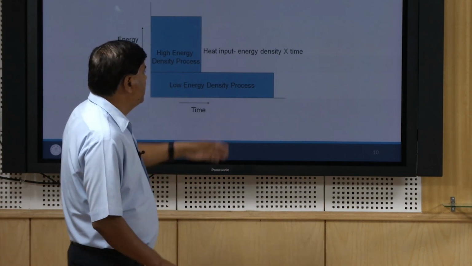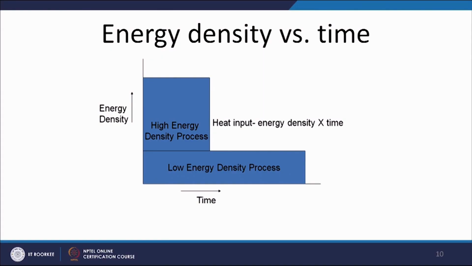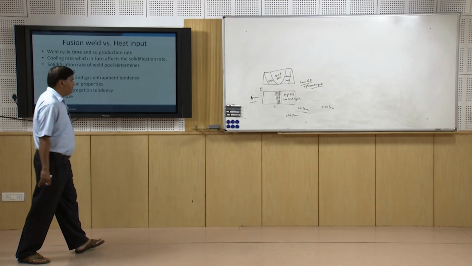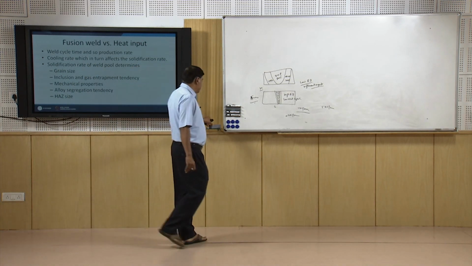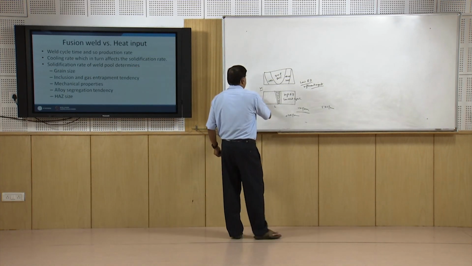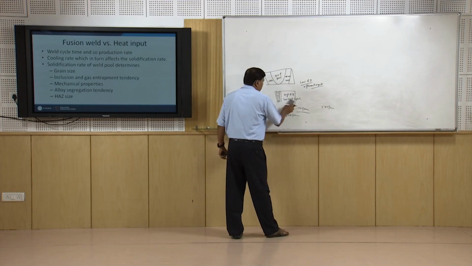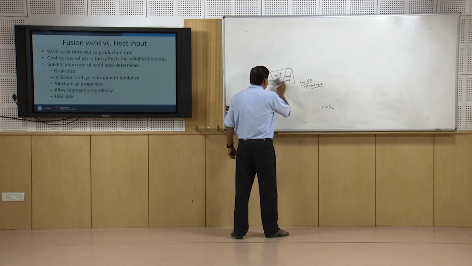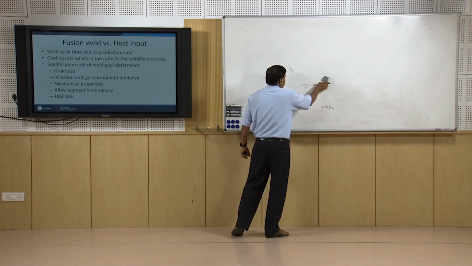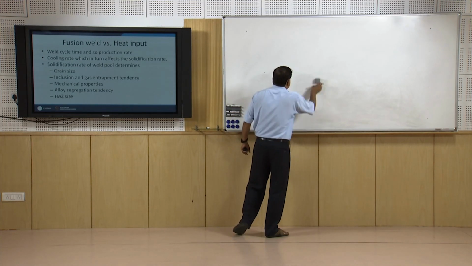So, this is what we can see, energy density and time are directly related, and this will govern the amount of heat being delivered. More heat has to be delivered for this category of processes as compared to the other high energy density processes. Now, we have to see in which way it is important to look at the energy density, and how it affects the welding as a whole, or the joining process as a whole.